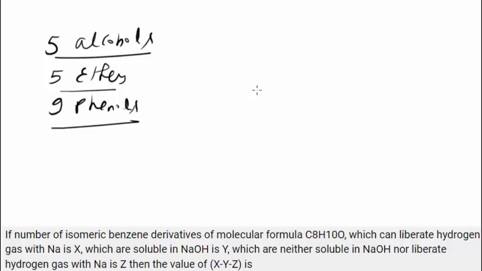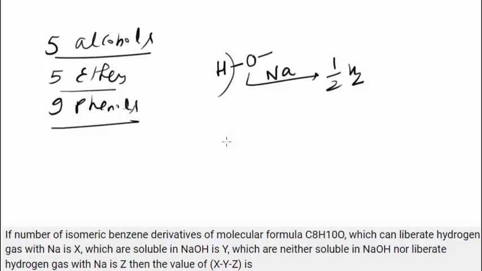Now check what they have asked. They have said those benzene derivatives which can liberate H2 gas with sodium. Please note, when H is connected to a strongly electronegative element, basically a protonic H, that H will be liberated as H2 when the compound is treated with sodium. So phenol and alcohol are the two cases where H is connected to O. So when you add sodium, H2 gas will be liberated. Ethers will not liberate H2 gas with sodium.